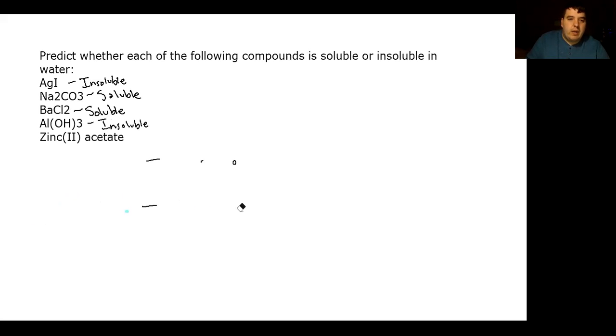And lastly, we have zinc acetate. Now, zinc 2 acetate, if we look at the solubility chart, we can see that acetate is actually a soluble compound. And again, just like the group 1 metals, there are no exceptions that cause it to become insoluble. No matter what you combine with acetate, it's going to stay soluble. So whether that be zinc, whether that be silver, it doesn't matter. It's going to be soluble. So we can agree that zinc 2 acetate will always be soluble.